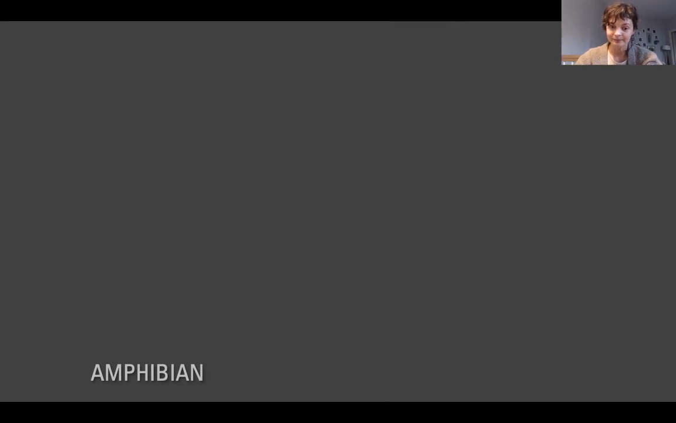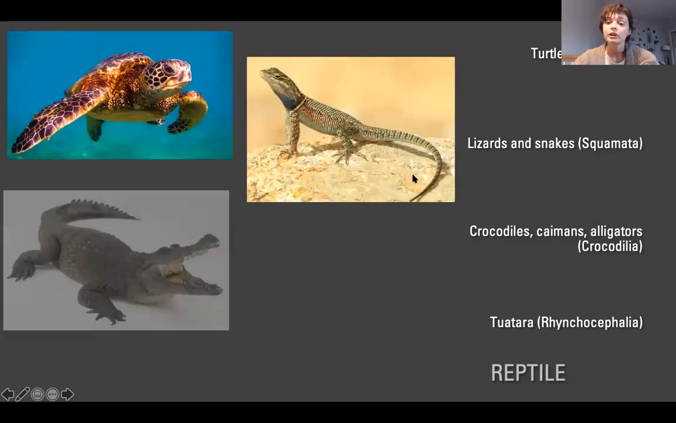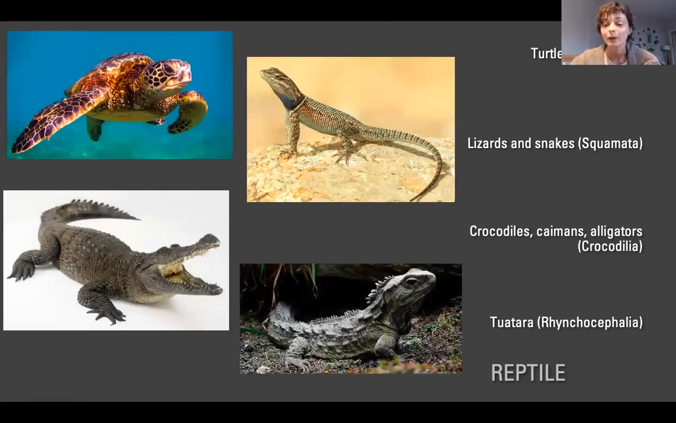Then for reptiles, you have 4 groups of animals. You have the turtles, and in the case of the turtles, there are some that live only in the ocean, and that is called a kind of regression. They are reptiles, so they went onto the land, and then their ancestors went back into the water. And then you have lizards, you have crocodiles and caimans and alligators, and then you have the tuatara, which is just one species that lives in New Zealand, and it's a descendant of the closest ancestor between birds and lizards. So it's like a living fossil.